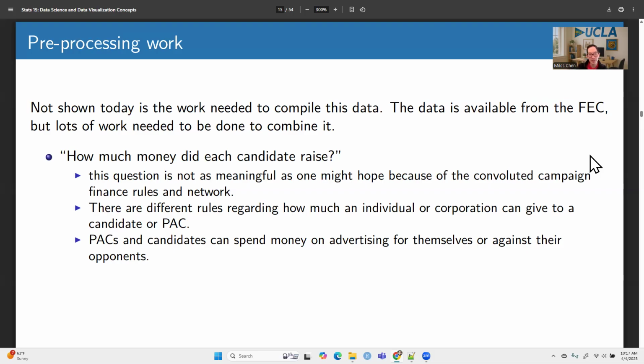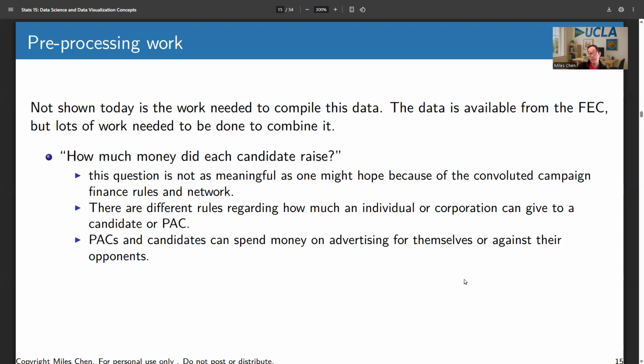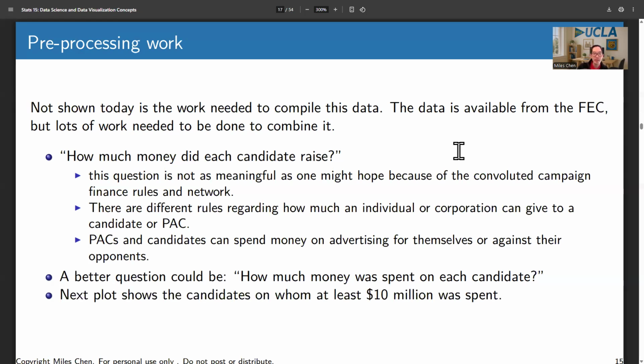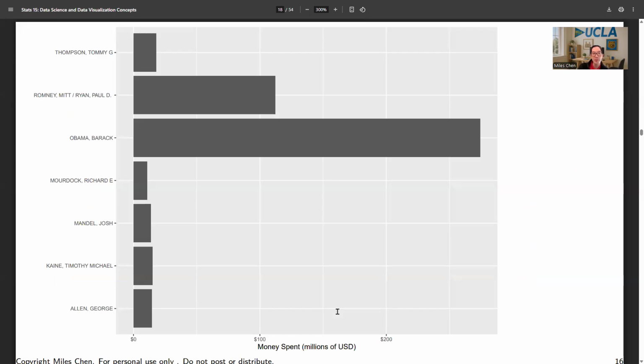So one thing we can do is look at how much money is being spent on certain advertisements, and think about whether that advertisement is for a candidate or against a candidate. And we can say, all right, how much money was spent on each candidate? That might be a better question versus how much money did each candidate raise? Okay. And so we'll look at candidates on whom at least $10 million was spent. Okay.